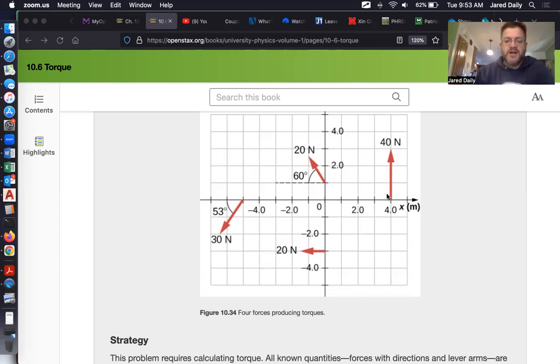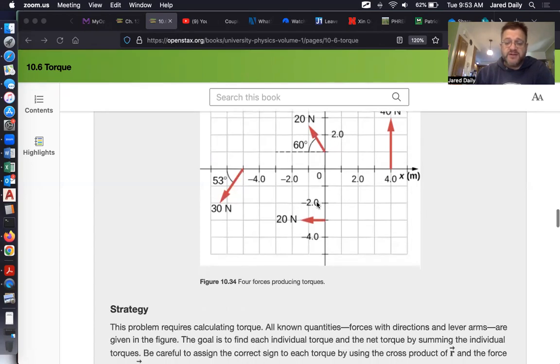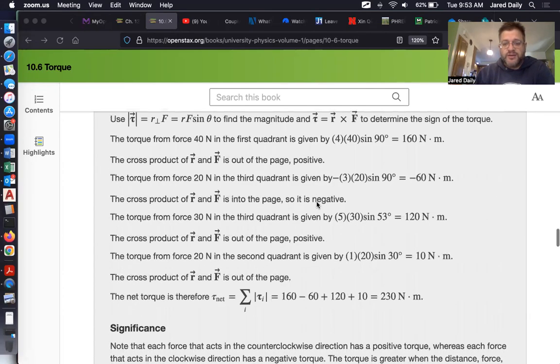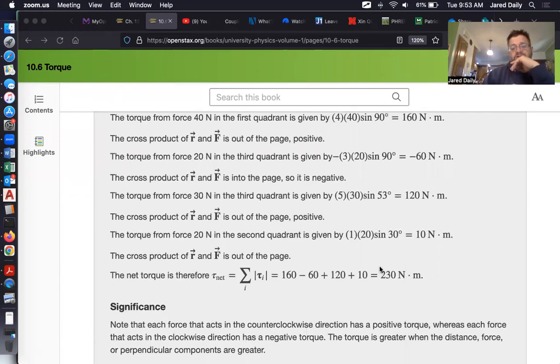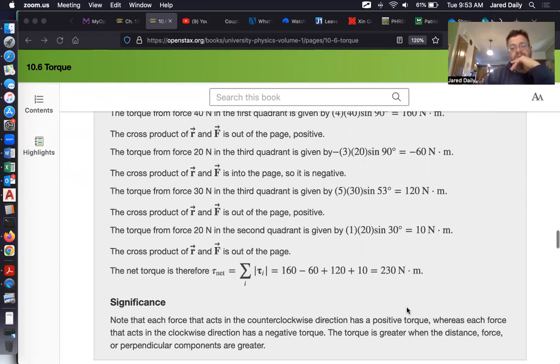These three are out of the page, and into the page is the negative z direction. Out of the page is the positive z direction. So three of these are positive, the first one and these three, and this one is negative. When you add all those total magnitudes together, you get 230 Newton meters. Notice that torque is in Newton meters because it's force times distance. And the direction, of course, is positive, which is out of the page. So that's good.